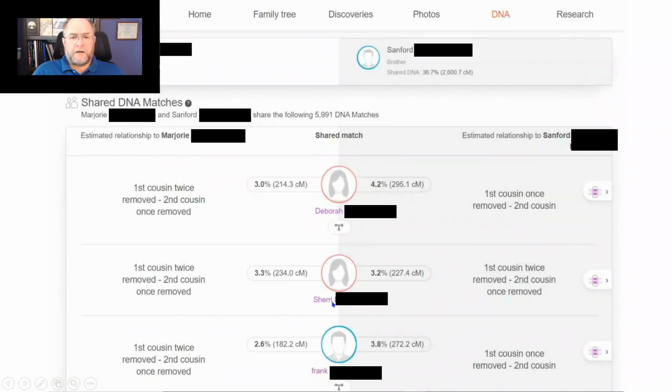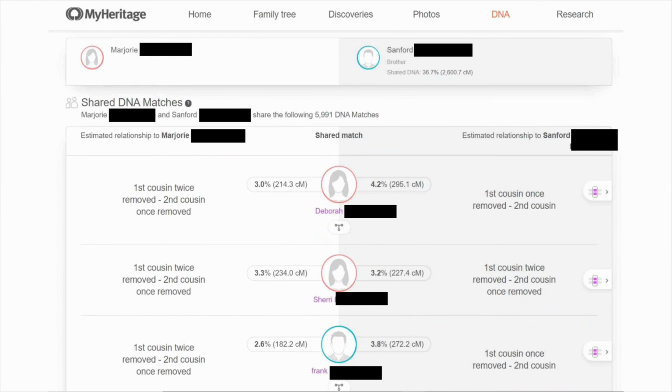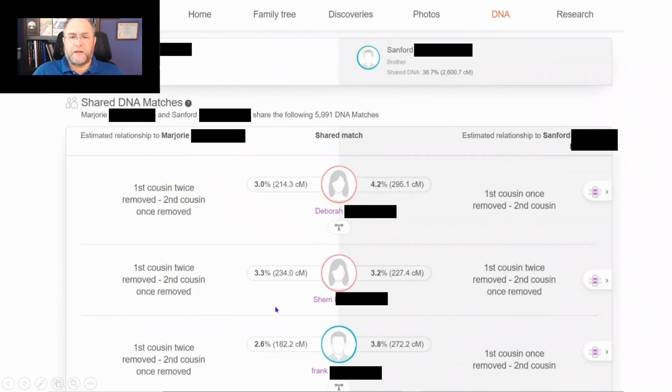So I'm going back to the beginning of the presentation for this purpose. Deborah, Sherry, and Frank, I know the relationship to Marjorie and to Sanford of each one of these individuals. And they have the triangulation zones. What it does mean, though, just because I know the ancestors that they match, each one of these siblings being only about 50% matched to each other, won't have all the same DNA as this person does to Marjorie, this person does to Marjorie or Sanford. If you don't see the triangulation, they're not a match.